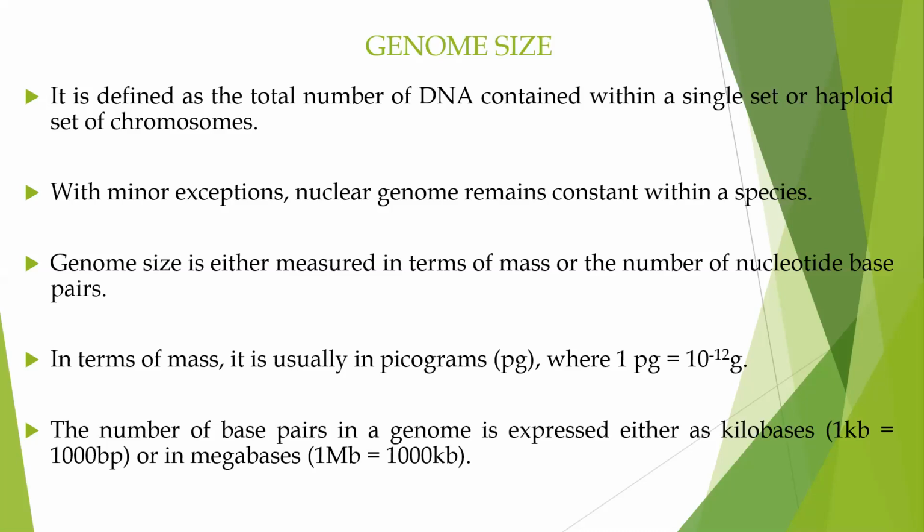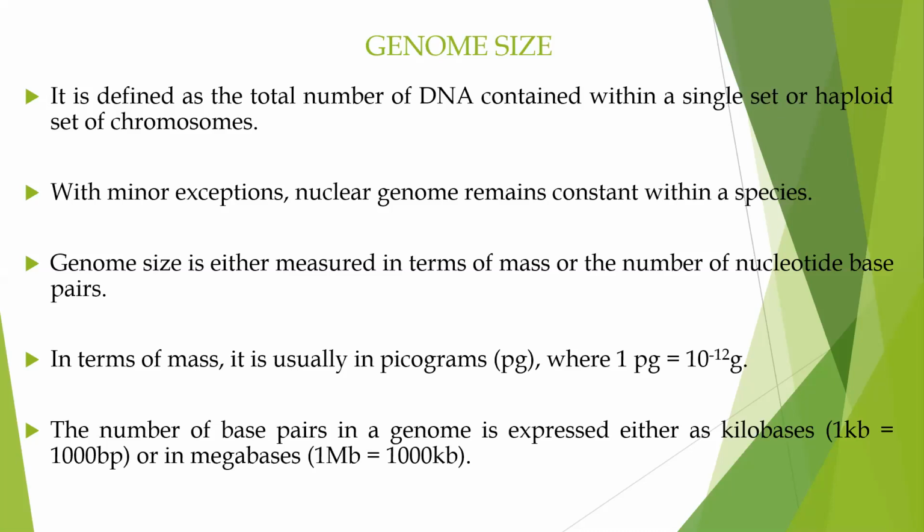What kind of minor exceptions? For example, if there is some sort of chromosomal aberration. Suppose a person can have more than 46 chromosomes, or a person can have fewer than 46 chromosomes, all right? So these are chromosomal aberrations. These are exceptions. Apart from these, all the individuals of a given species always have the same amount of nuclear genome.